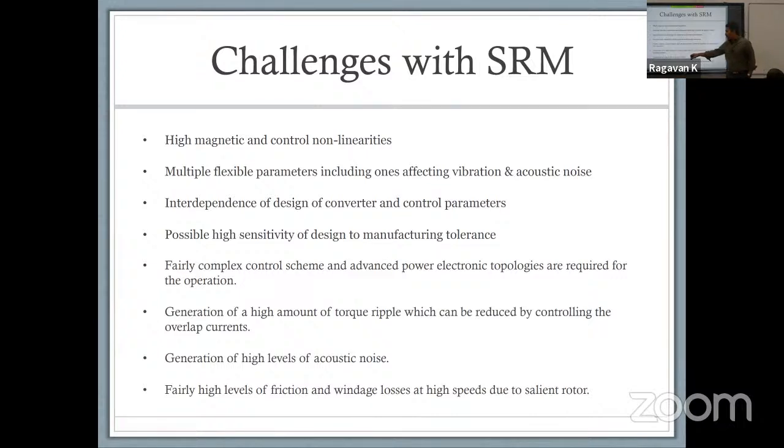It can generate high levels of acoustic noise. It's a design feature. It's something that can be modified. It can be managed by designing the motor properly. There are lots of research articles that have been written specifically on shaping of the rotor, placement of the windings, distribution of the magnetic field, creating flux barriers, and so on and so forth. So lots of ideas do exist like that.